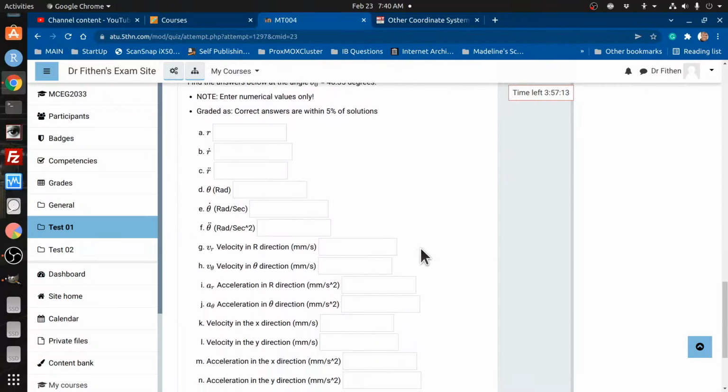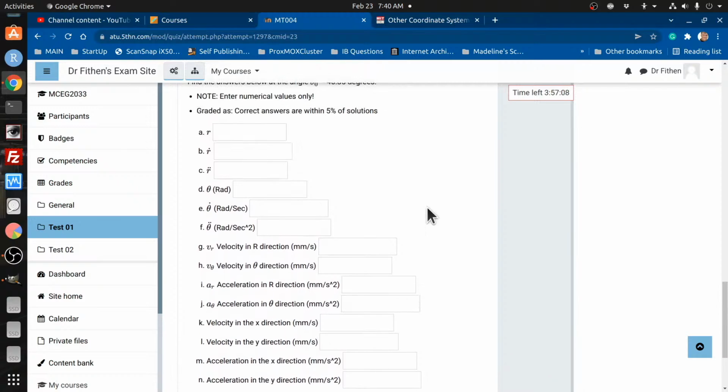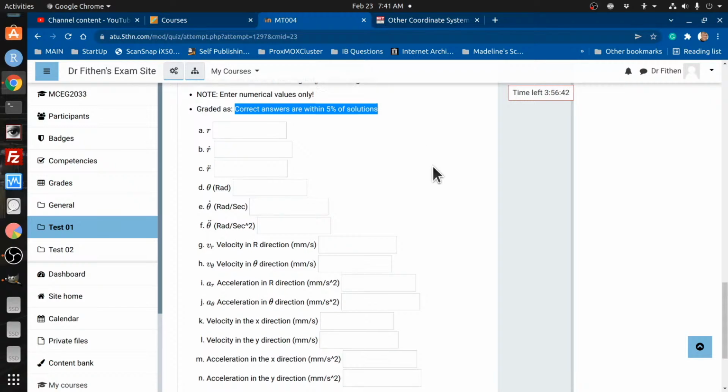And like I said, here is a chance to get multiple, or I mean partial credit. So you have R, theta, R dot, R double dot, theta dot, theta double dot. These are the 6 things you need to know in order to start hammering out the rest of these. Everything is correct within 5%. So I can go back and monkey with something and show you that in a minute.